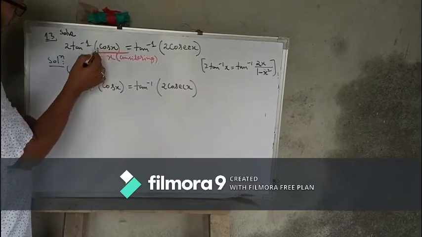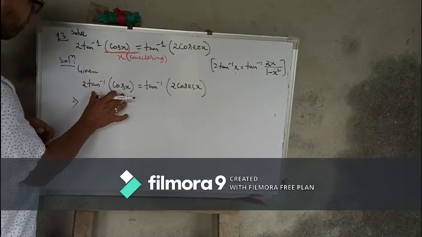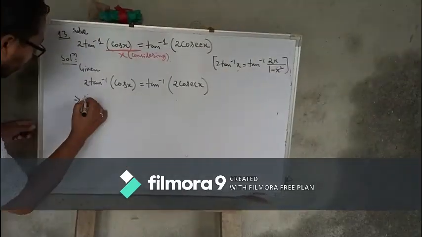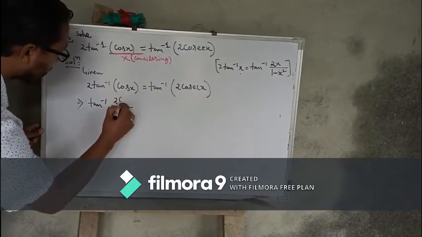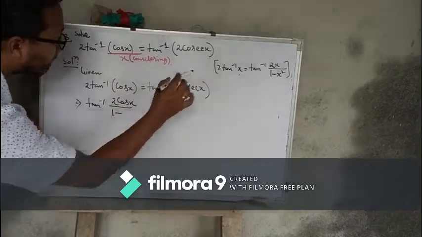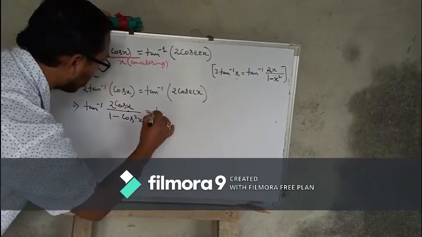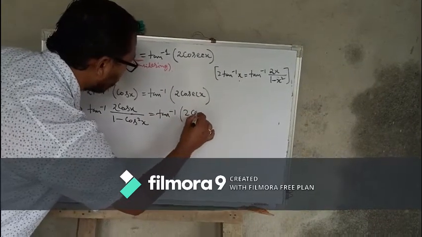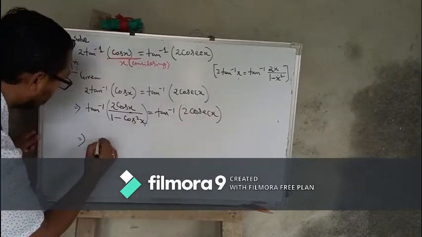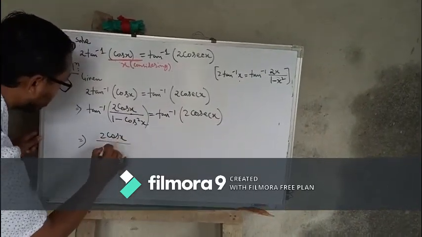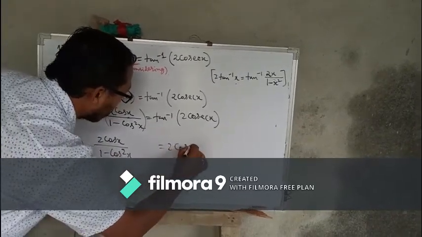If you consider this x as cos x, then it becomes 2 tan inverse, so we can write this one, tan inverse of 2x. 2x is here cos x, so 2 cos x by 1 minus x square. x means cos x, so it will be cos square x, equal to tan inverse of 2 cosec x. This part is equal to this part. So 2 cos x by 1 minus cos square x is equal to 2 cosec x.